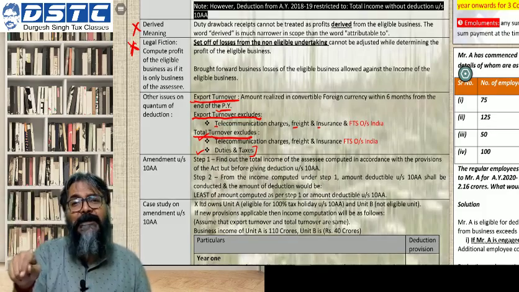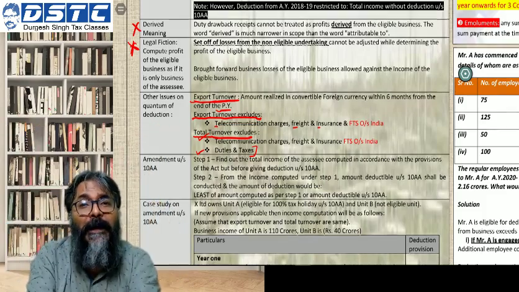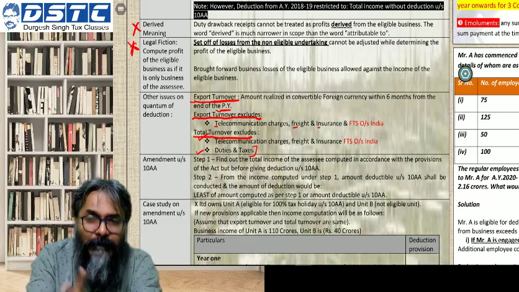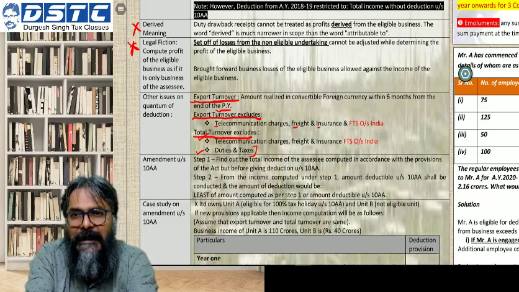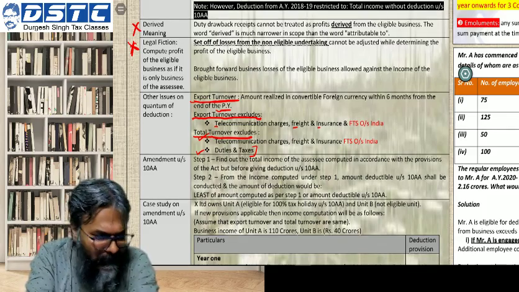And when the export is completed, the moment I load the goods on that particular vessel. That's exactly how you're supposed to look into it as far as this export turnover and total turnover concept is concerned. Fine, students.